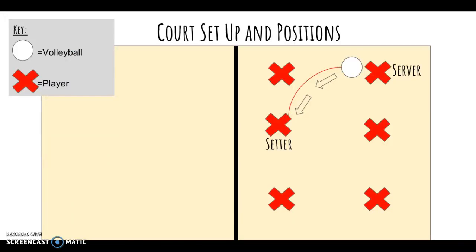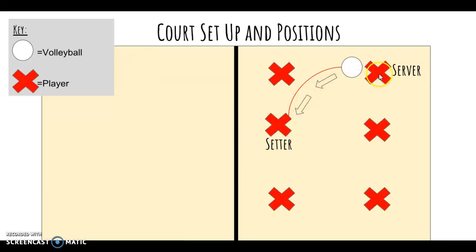The court is set up like this, where you will have about 6 players on your court at a time. And they'll be on one half of the court, as seen over here. This back line will be the net, so they're all going to be facing the net. And then the other team would be on this side.